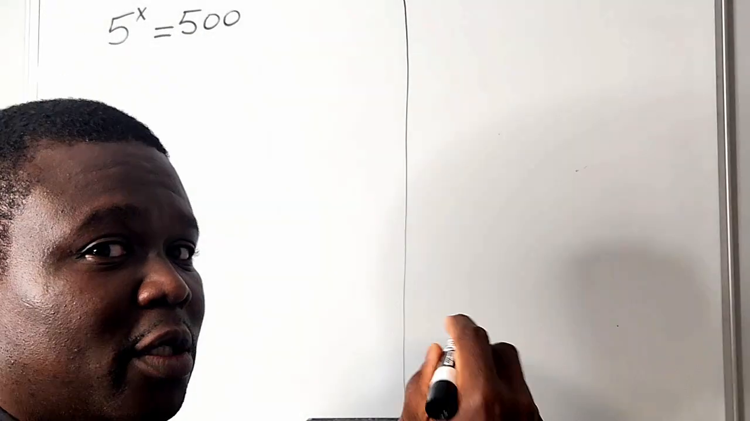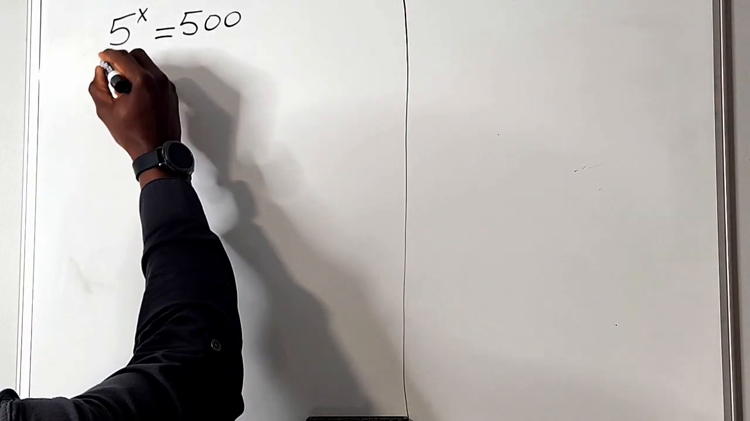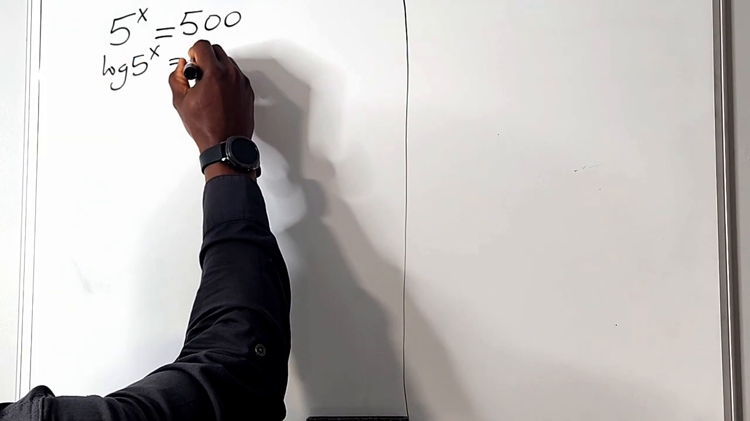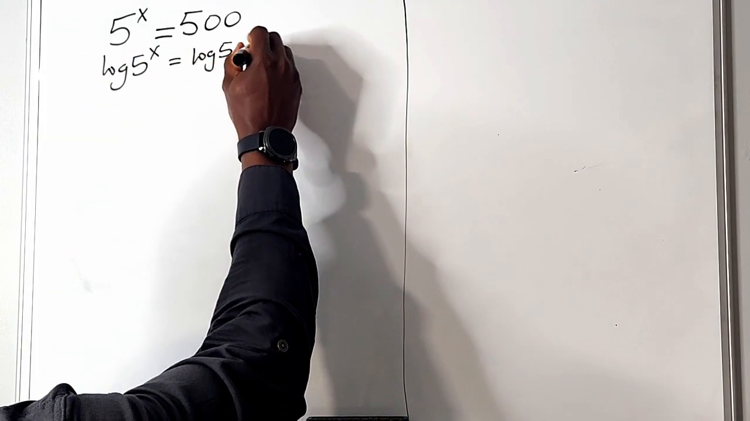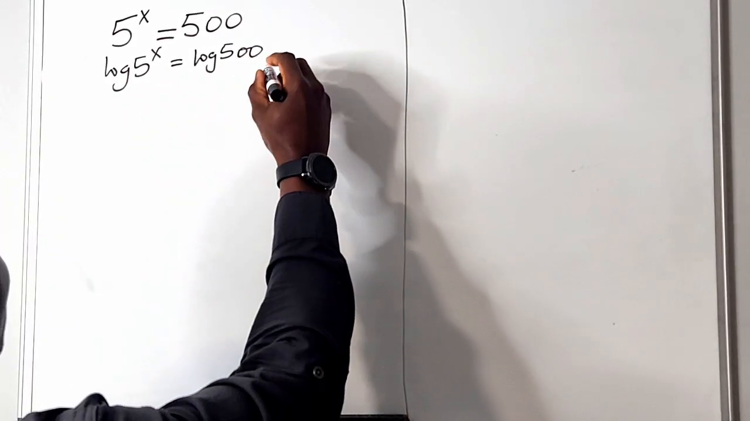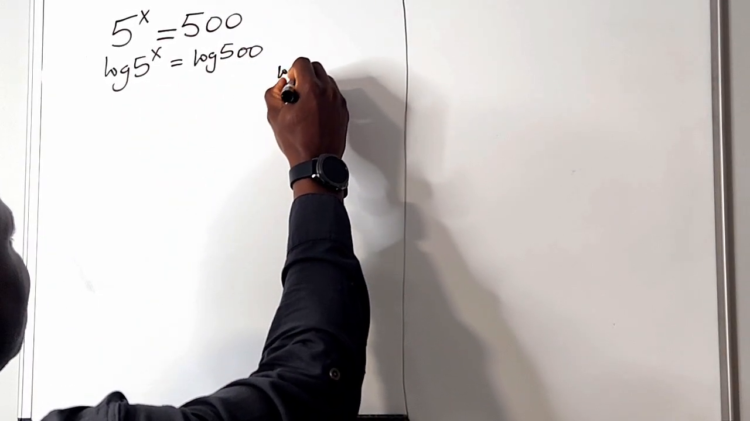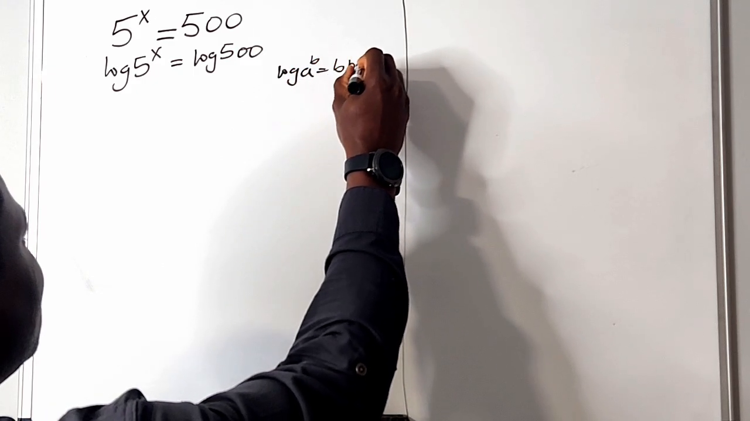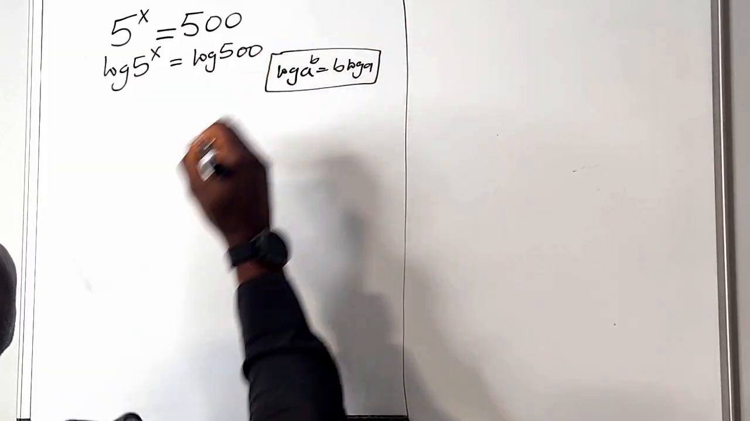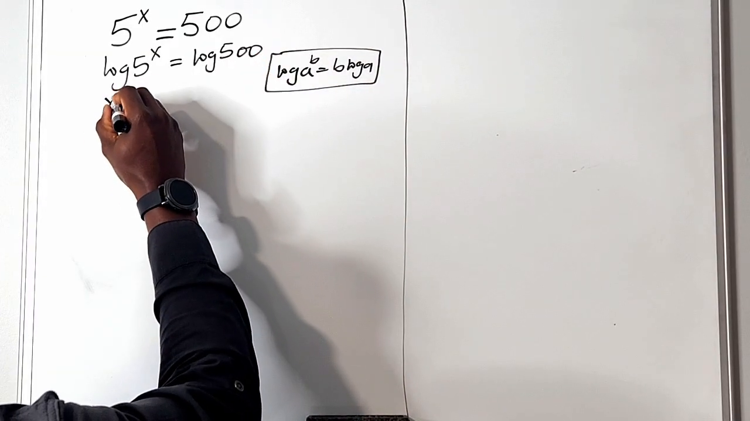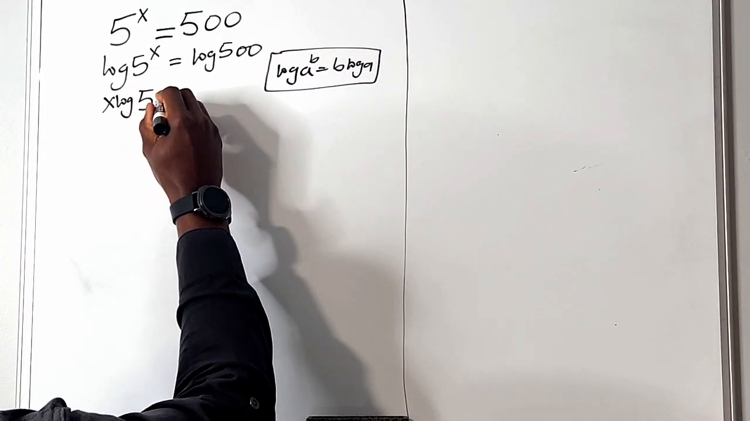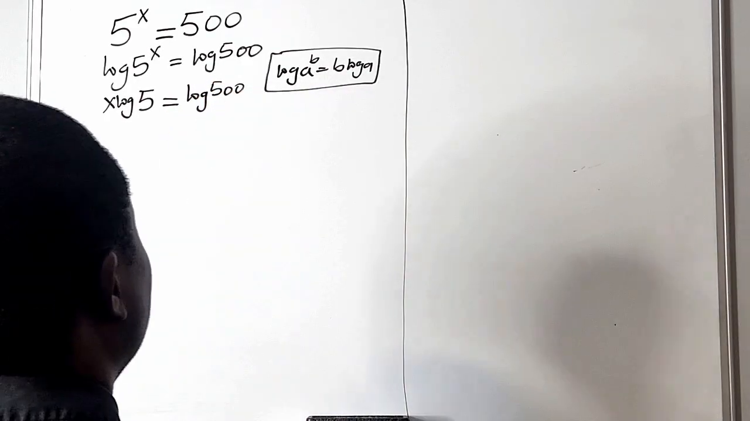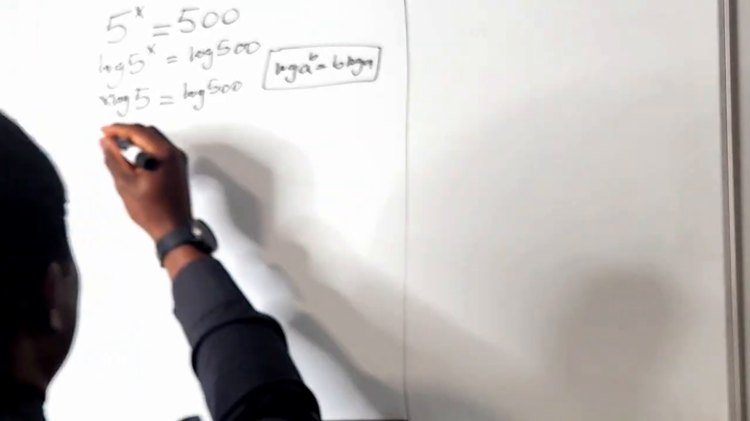So we're going to apply log to both sides. And so we have log 5 raised to the power x equals log 500. So we know that log a raised to the power b is equal to b log a. So this becomes x log 5 equals log 500. So next we divide through by log 5.